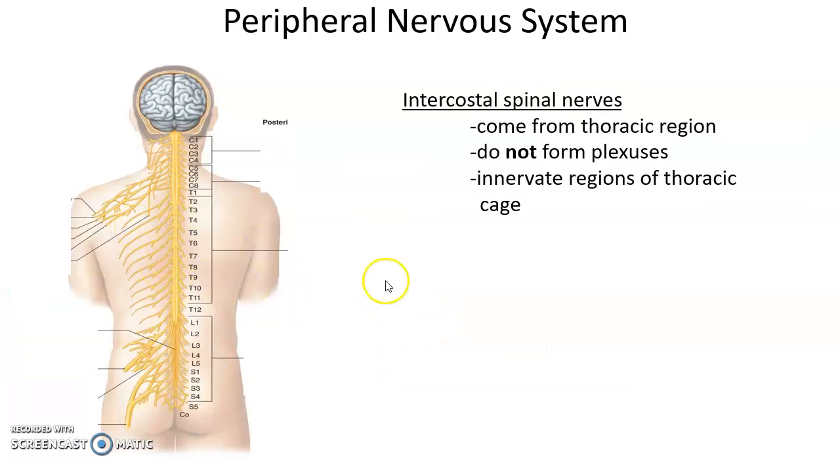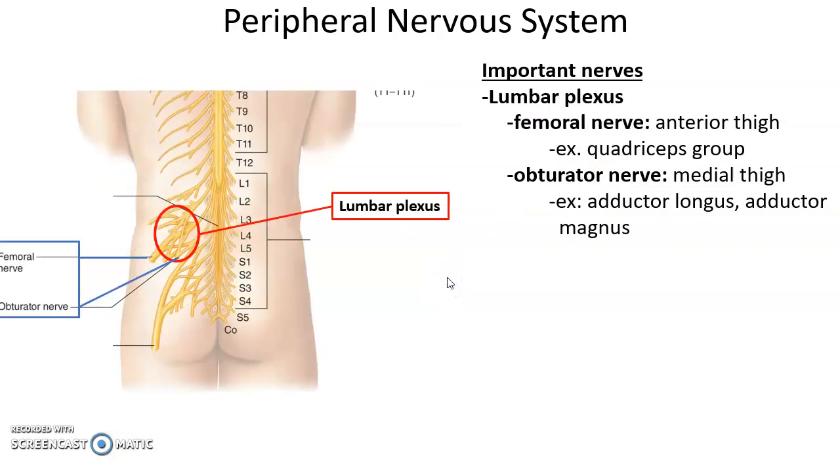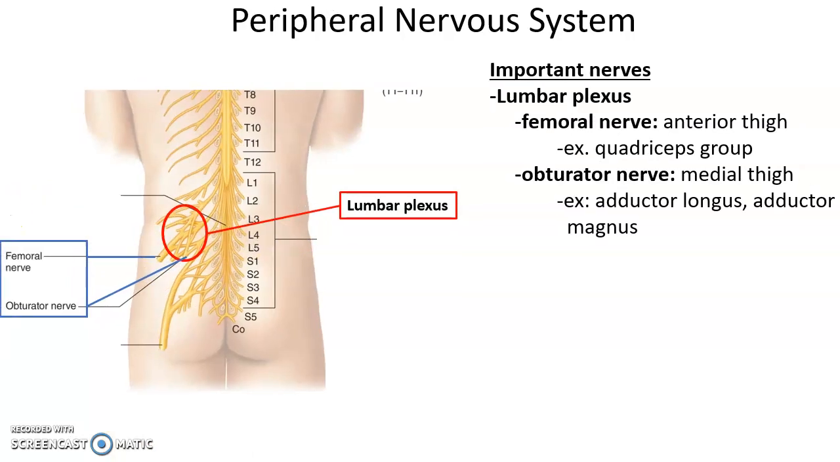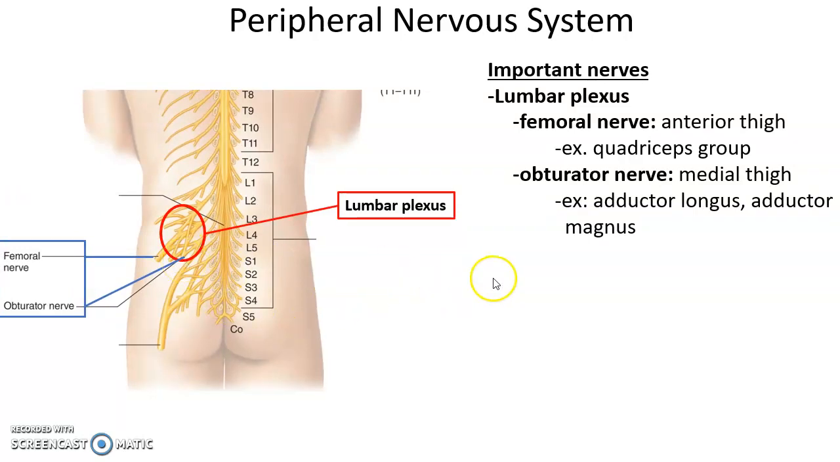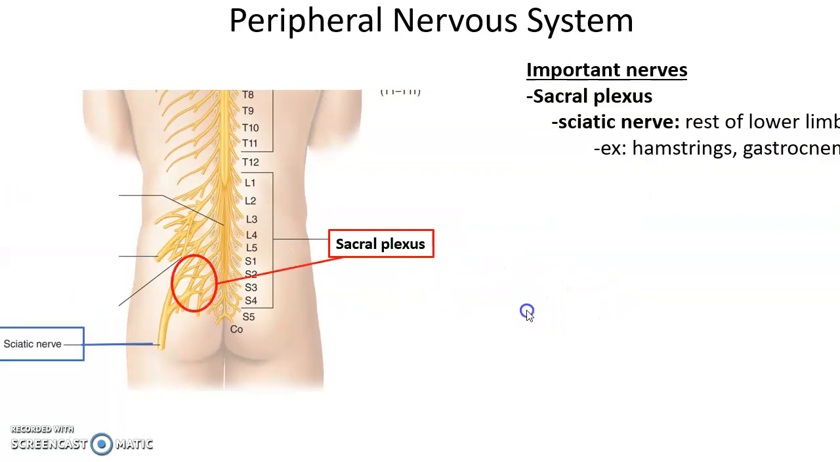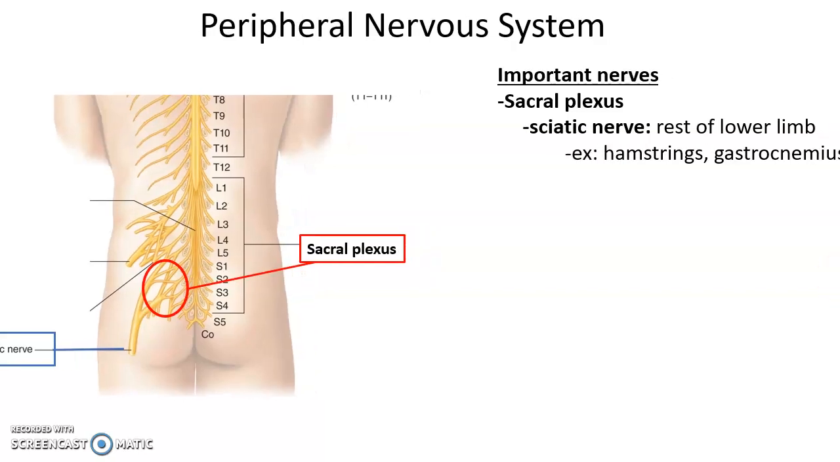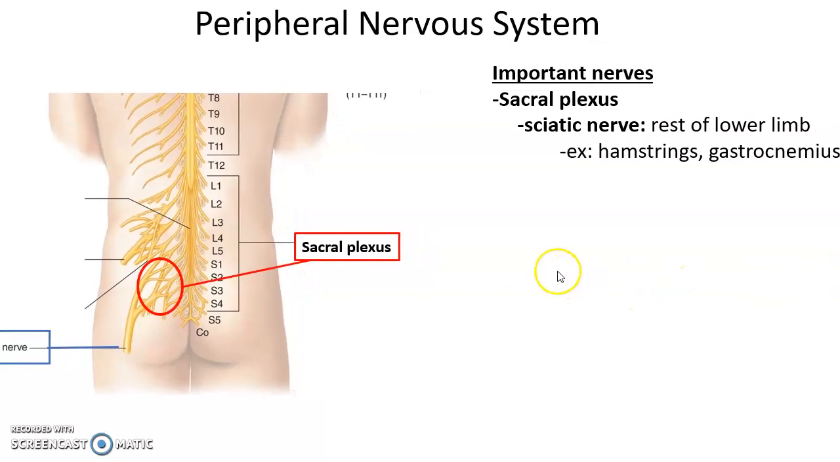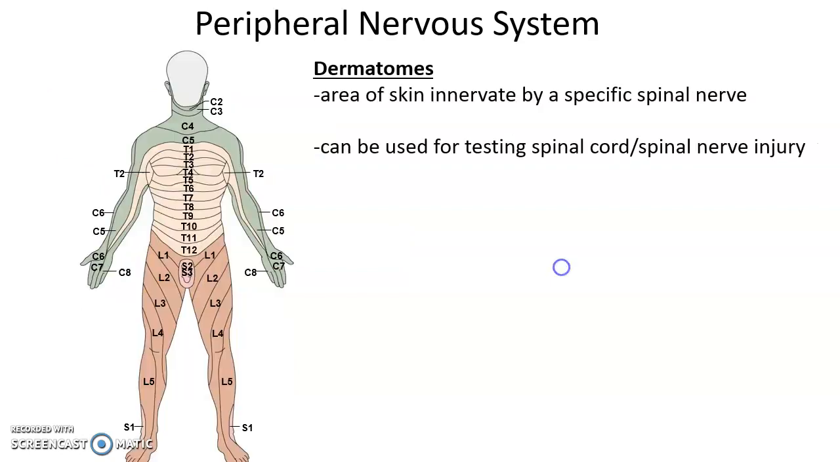The intercostal spinal nerves do not form plexuses, so there is no plexus for them. They just go straight out to the areas of the thoracic cage that they innervate. The lumbar plexus gives us the femoral nerve and the obturator nerve. The femoral nerve innervates the anterior thigh, the front of the thigh, and the obturator nerve innervates the medial thigh. And then we have the sacral plexus, and coming off of that is the sciatic nerve. And the sciatic nerve innervates the rest of the leg, all the rest of the muscles of the leg, the hamstrings in the back, the gastrocnemius, anterior tibialis, all those.